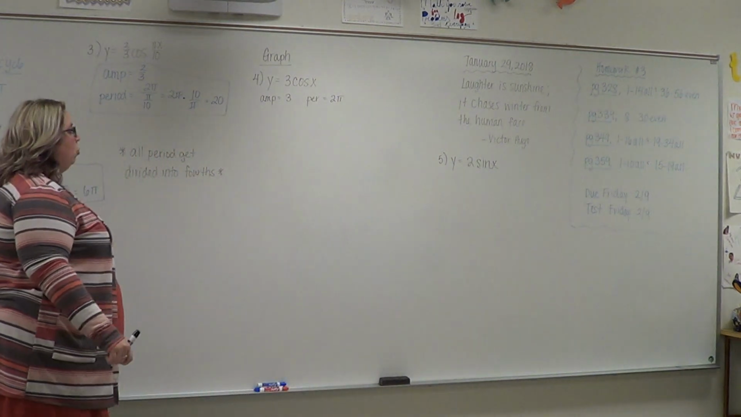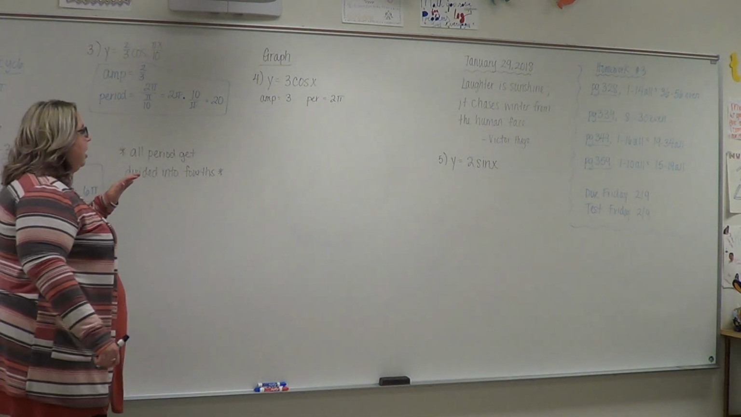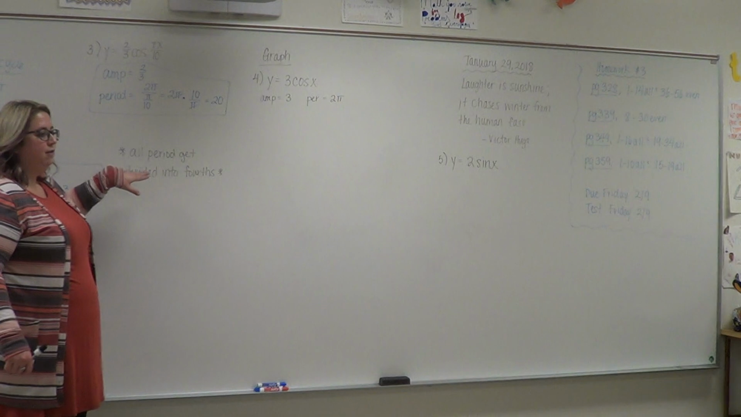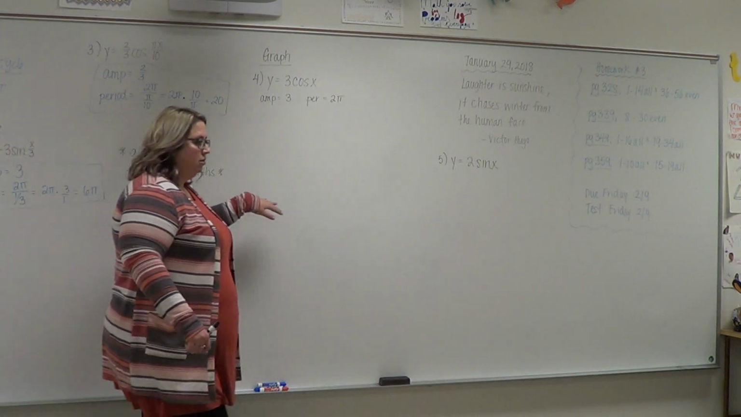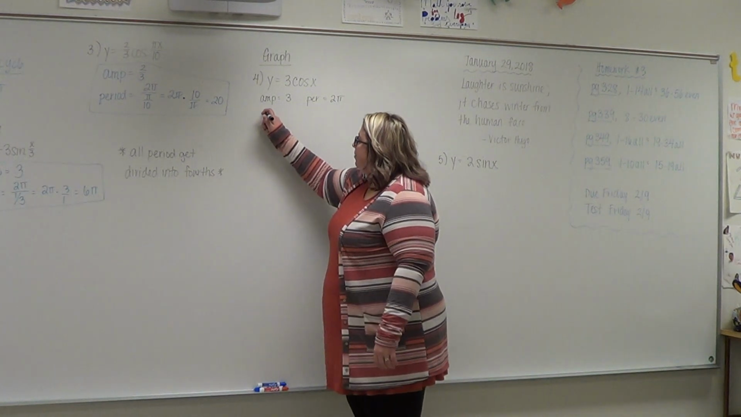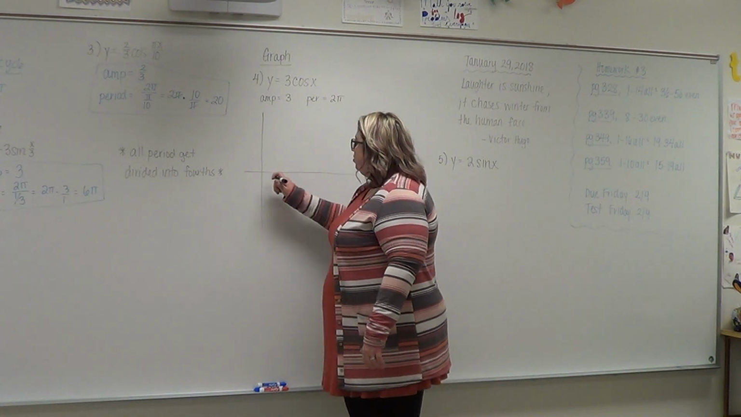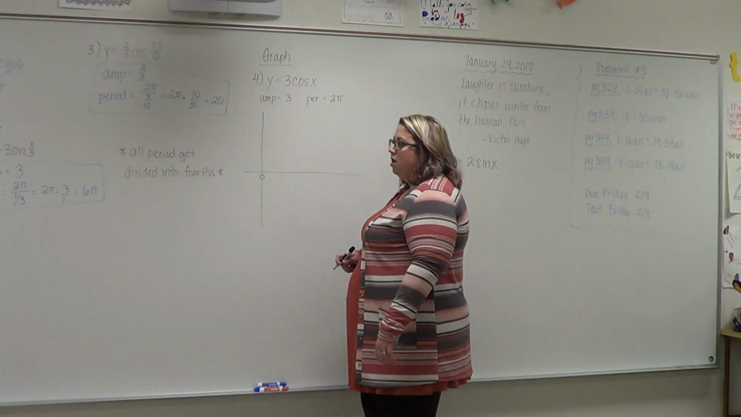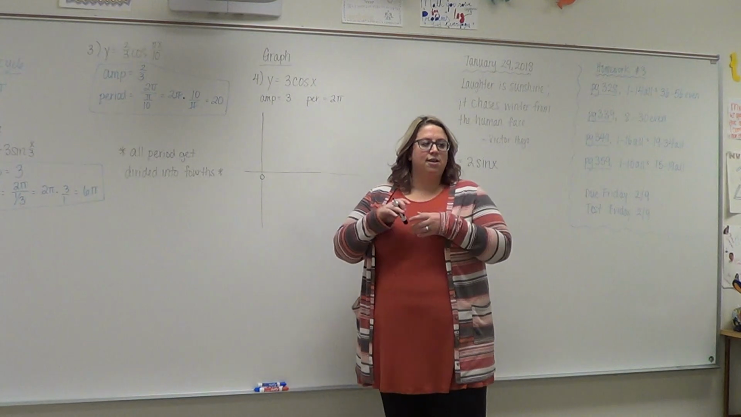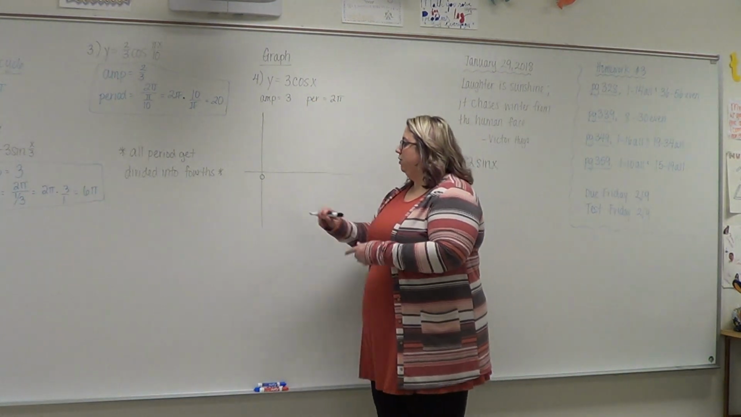When we graph these, we're going to graph by hand first, and every period gets divided into fourths. We're always going to assume that we start at 0. The only time that changes is if you have something in parentheses. There's no parentheses on this one, so we're going to start at 0.